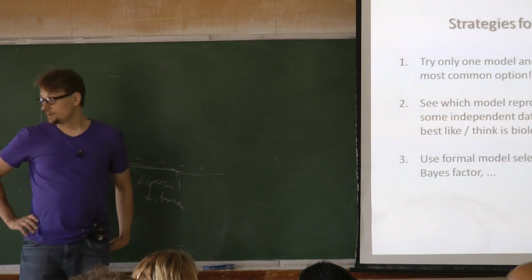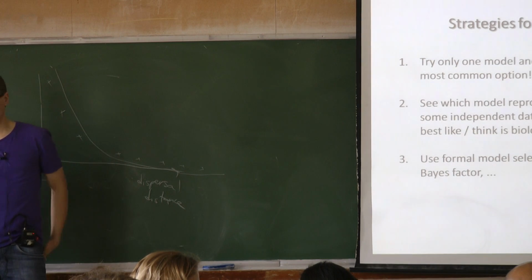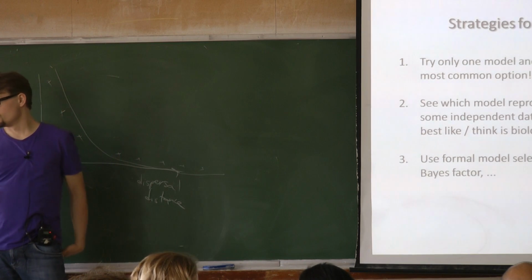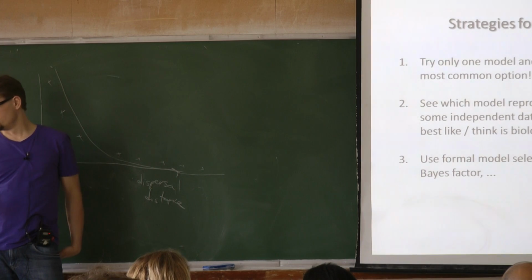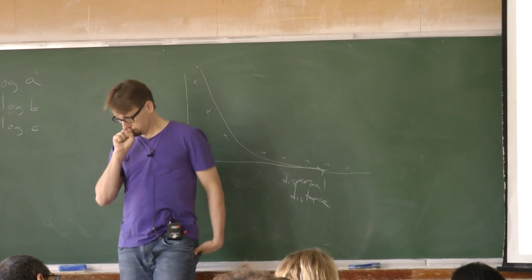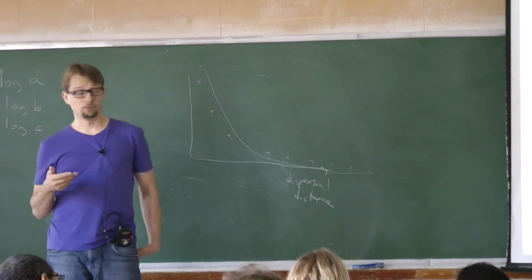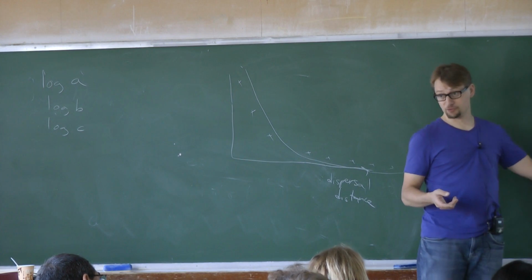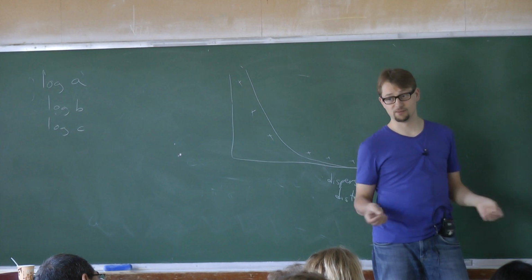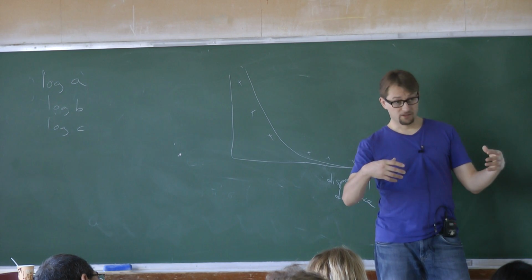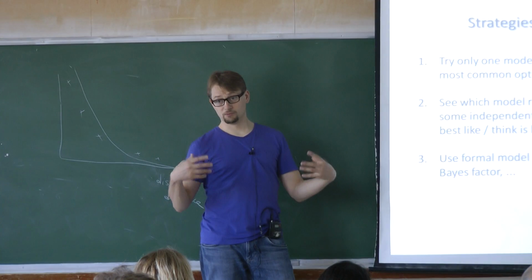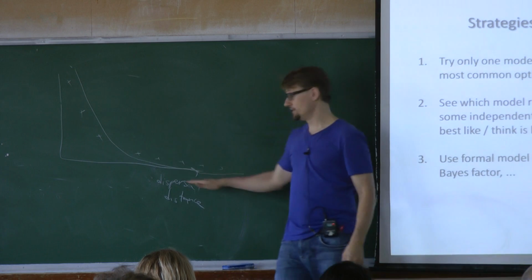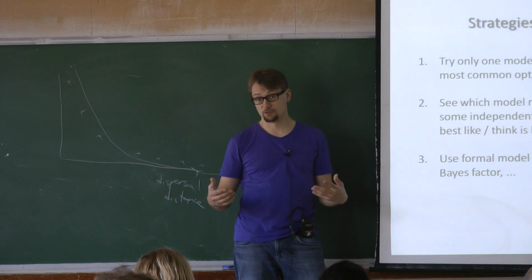Then the second option here, related to those model validation procedures, is that you just see which model reproduces the data, preferably some independent data, using a summary statistic that you think is biologically relevant. This is not a formal model selection procedure, but I think it makes sense. It's like visualizing the models: you fit all the competing models, then you generate simulated data with them. You compare some statistic, like the distribution of movement distances, to see which model does the best job.